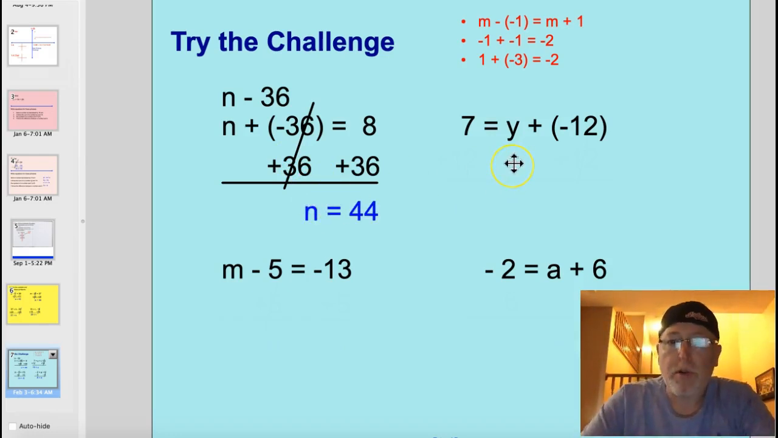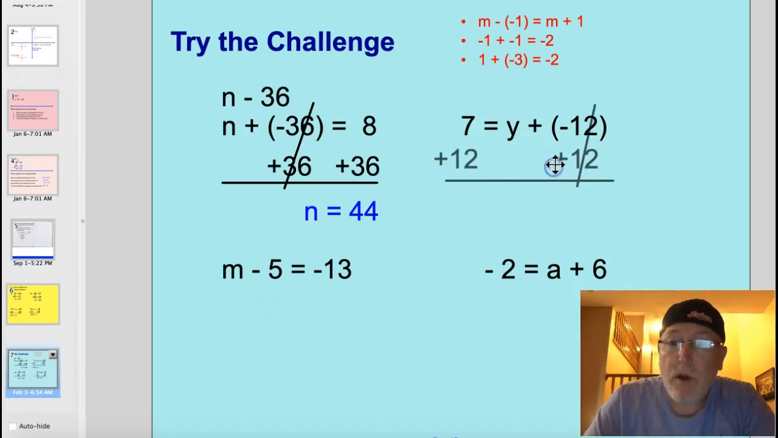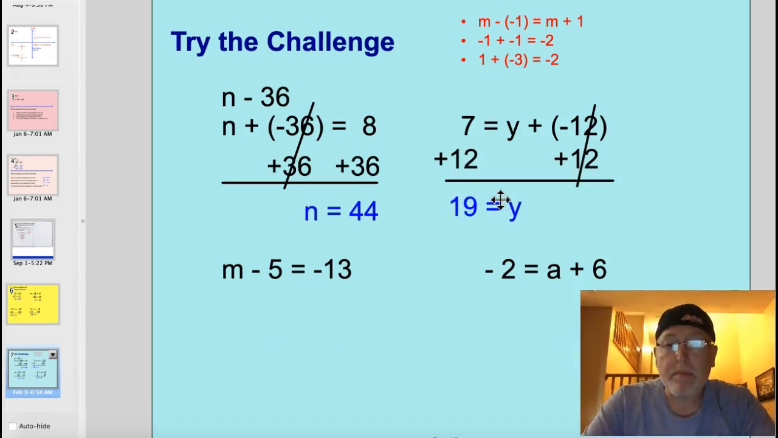Try this one on your own here then. Same thing. Yep. This is still a negative 12. You're going to add 12 to get rid of it. You end up with 19 is equal to y. Try the last two.